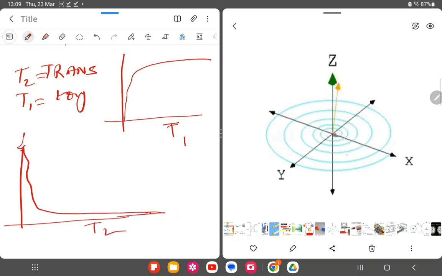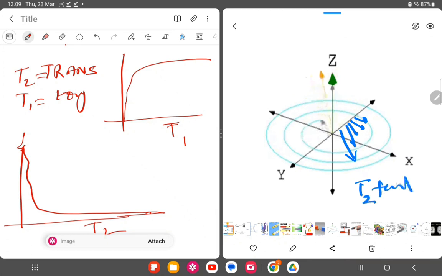This is called T2. You can see here, this component is very fast. The horizontal component is decreasing very fast. This transverse component, the transverse T2, is very fast. So T2 is fast decreasing, and T1 takes longer time. Slowly.